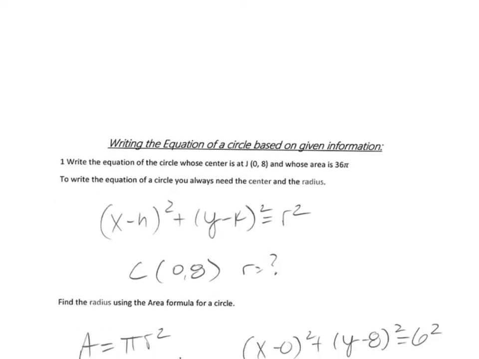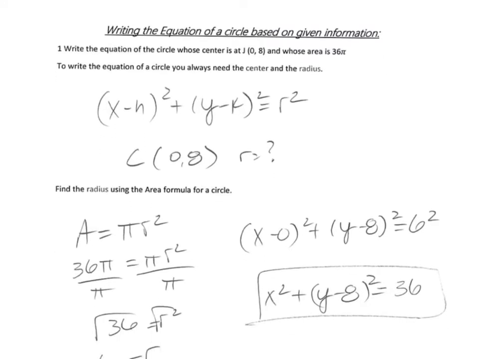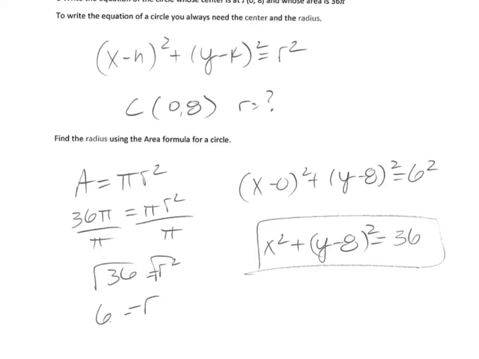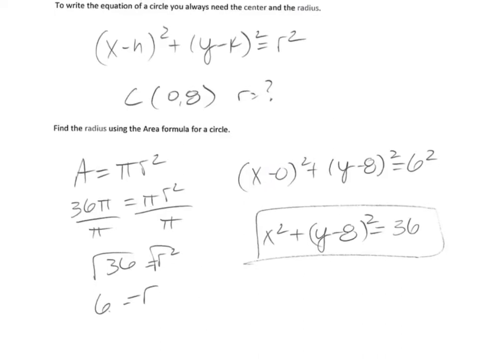So we're going to write area equals pi r squared, and 36 pi equals pi r squared, and then divide by pi, r squared equals 36. Take the square root, and r is equal to 6. So from there, we are going to write the equation of the circle based on the fact that the center is (0, 8) and that the radius is equal to 6. So the equation I have written right here for you is the correct answer for the equation of that circle. Let's take a look at the next one, please.